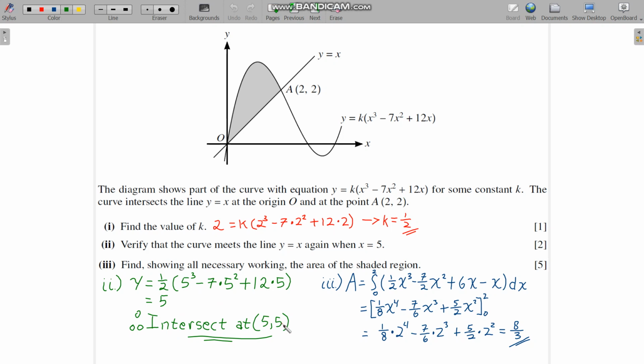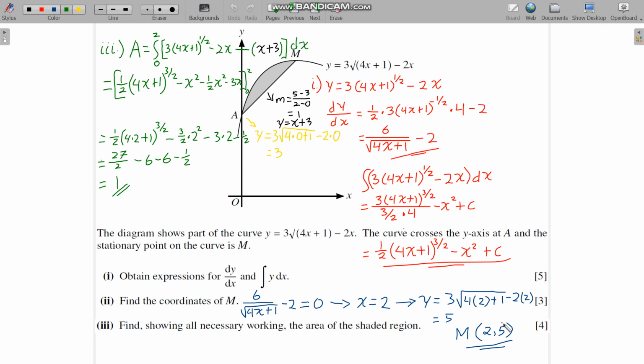This is using the upper minus lower formula. So this shaded area is the integral from 0 to 2 of the upper minus lower function. The upper is the curve, the lower is the straight line. So the curve, which is 1/2 x cubed minus 7/2 x squared plus 6x, minus the straight line, which is this x. So we integrate, plug in the limits, and use a calculator, we get the area.